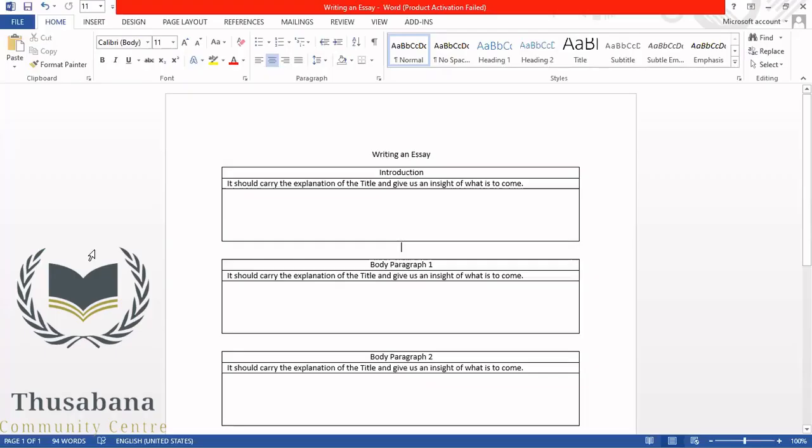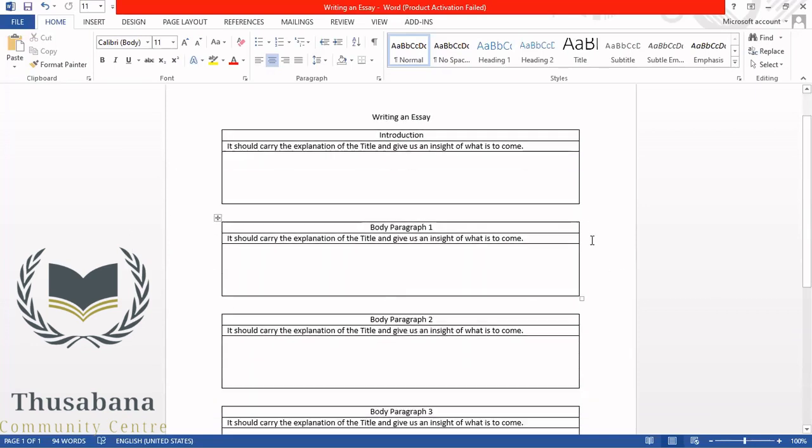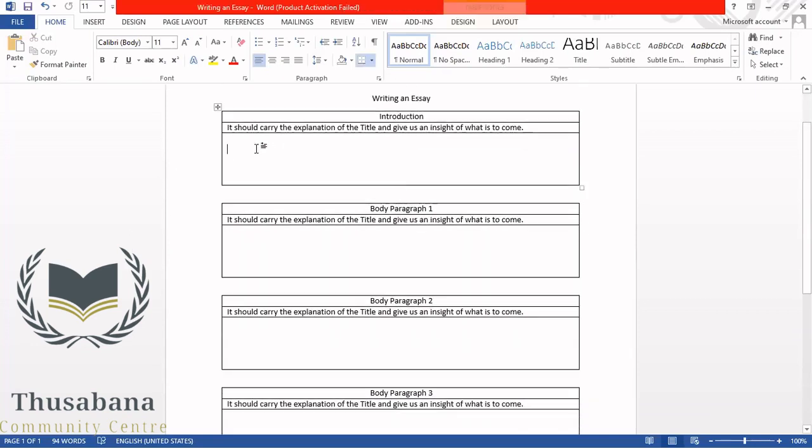Let me just adjust my router there. There's a magic I performed.